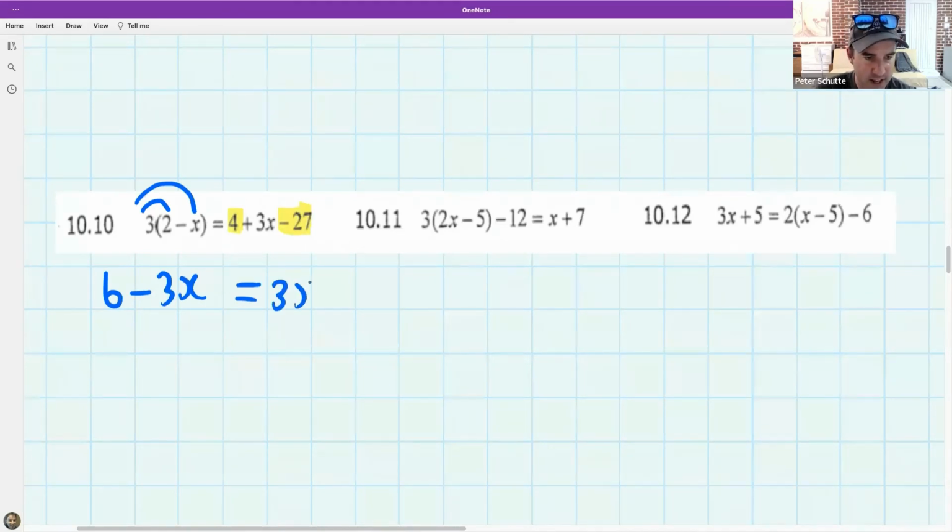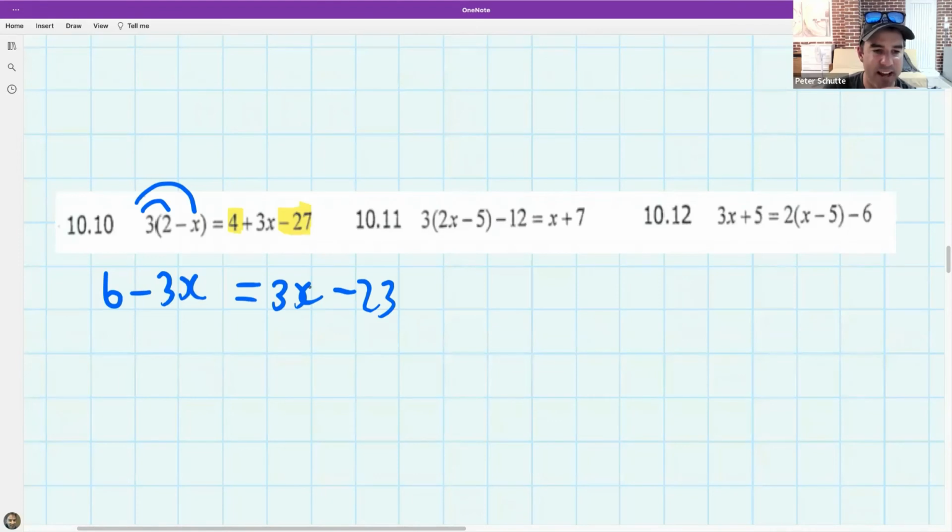So the 3x stays by itself. But now I've got to think, what is 4 minus 27? 4, take away 27. Don't be afraid to use your calculator if you have to. It's going to be minus 23, but I can even check. I get minus 23.